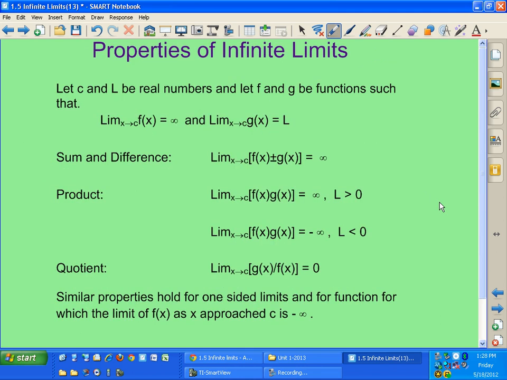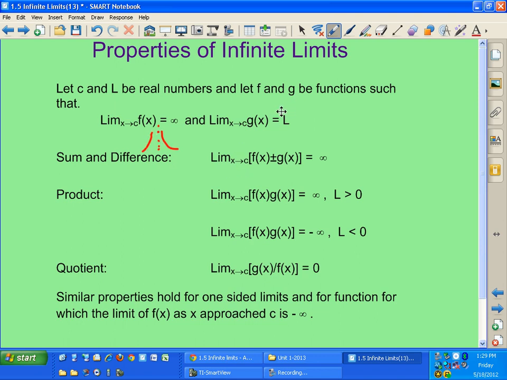Then we have our properties of infinite limits, and these properties are probably starting to look familiar to you because we've seen them so many times. Basically, we have some limit as x approaches c of our function, and this one is going to go up to infinity as we approach. This would be a graph like the second one I showed you, where they both went up. As we approach this c value, which would be our vertical asymptote, we get positive infinity.